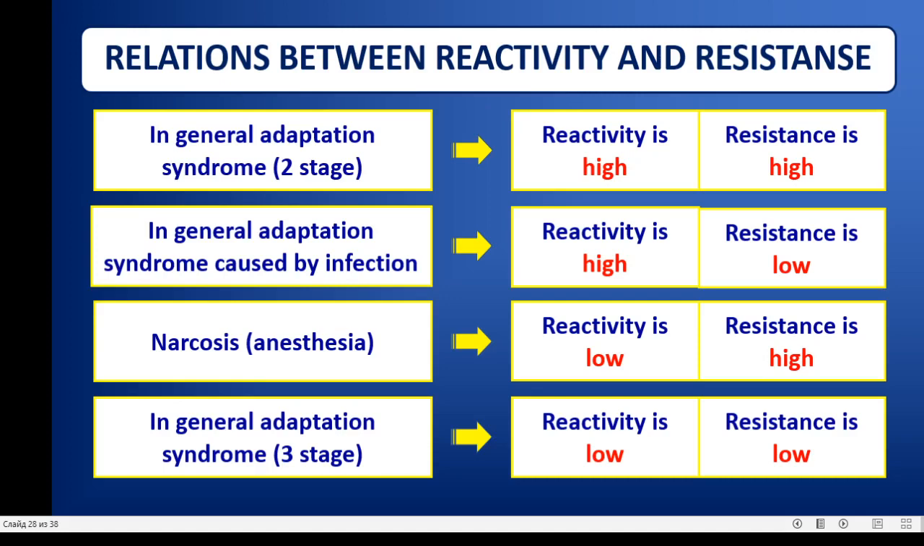In general adaptation syndrome, stage two, reactivity is high, resistance is high. In general adaptation syndrome caused by infection, reactivity is high, but resistance is low. Narcosis, anesthesia: reactivity is low, resistance is high. In general adaptation syndrome, stage three, reactivity is low, also resistance is low.